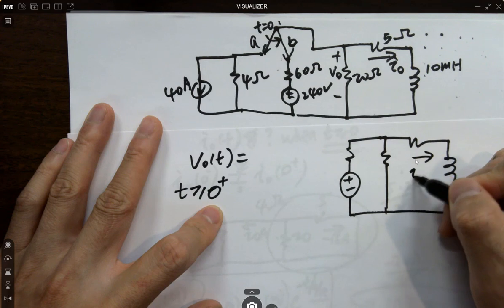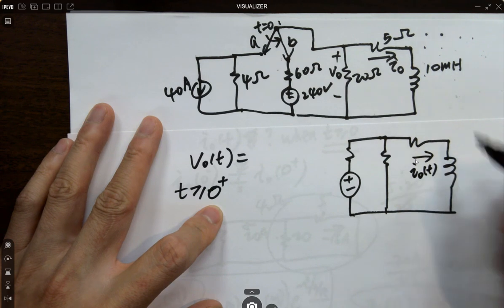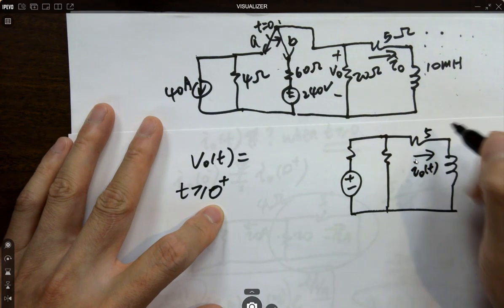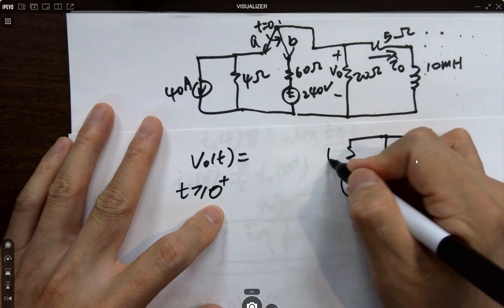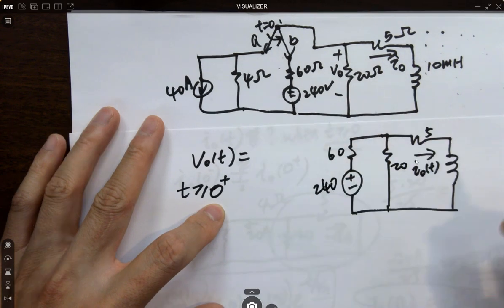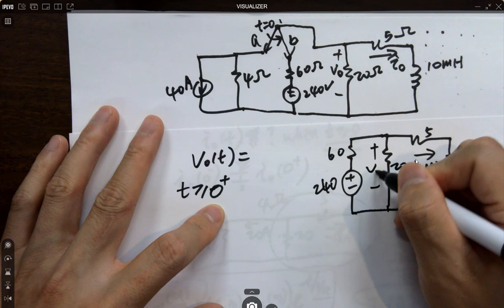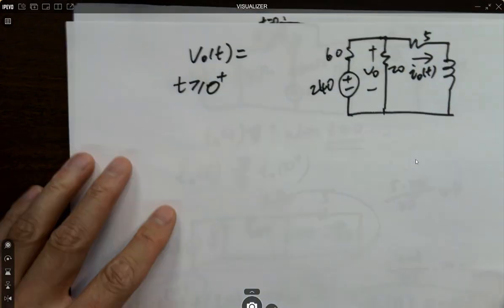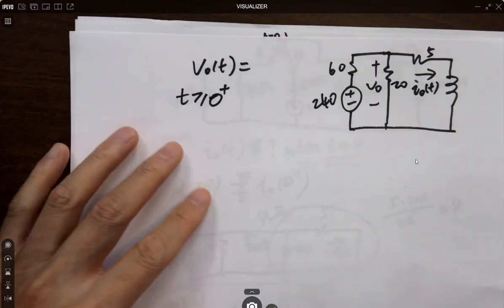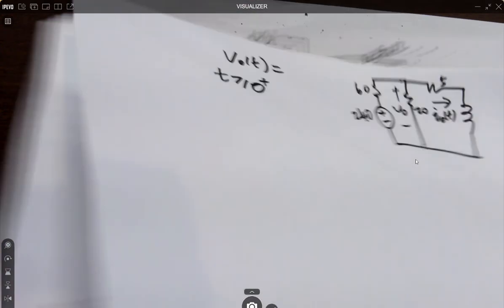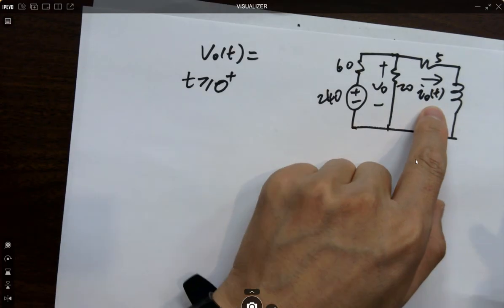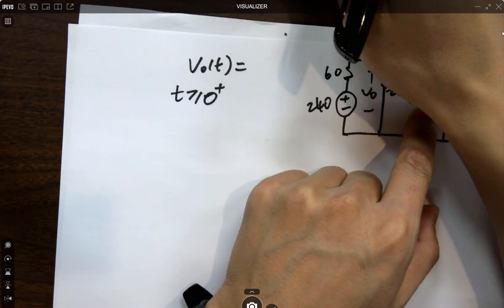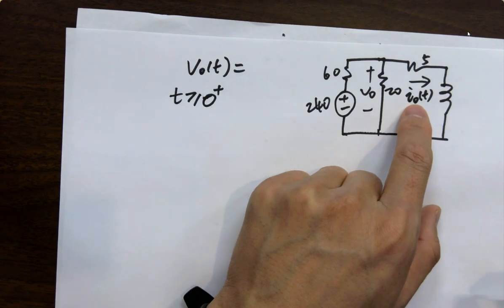So there will be a current called I0(t), which we already calculated from the previous question. How do we find this guy? That's not a difficult task. Why? Since this is already calculated from the previous question.